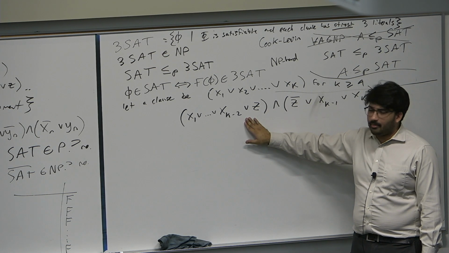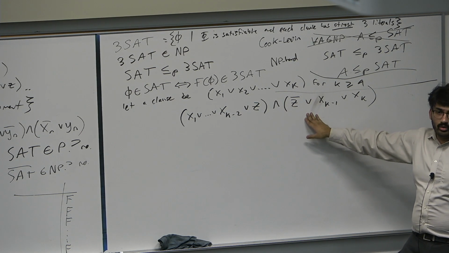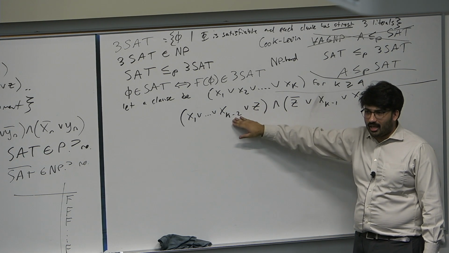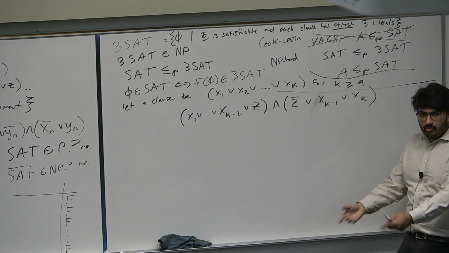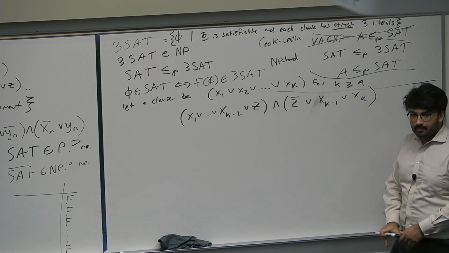Yeah, k minus 1, where these could be negated or something, right? This is 3. So we broke a length k clause into a k minus 1 and 3. Recursively apply this, that's what the reduction will do. So now we need to argue about correctness, right?